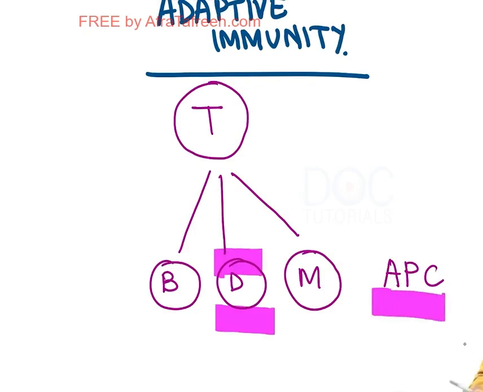What is the function of antigen presenting cells? Antigen presenting cells should catch the antigen and go and present it to the T cell, and then the T cell will decide what has to be done with that antigen. So the T cell is the king. Therefore, the dendritic cell will catch the antigen and give it to the T cell.